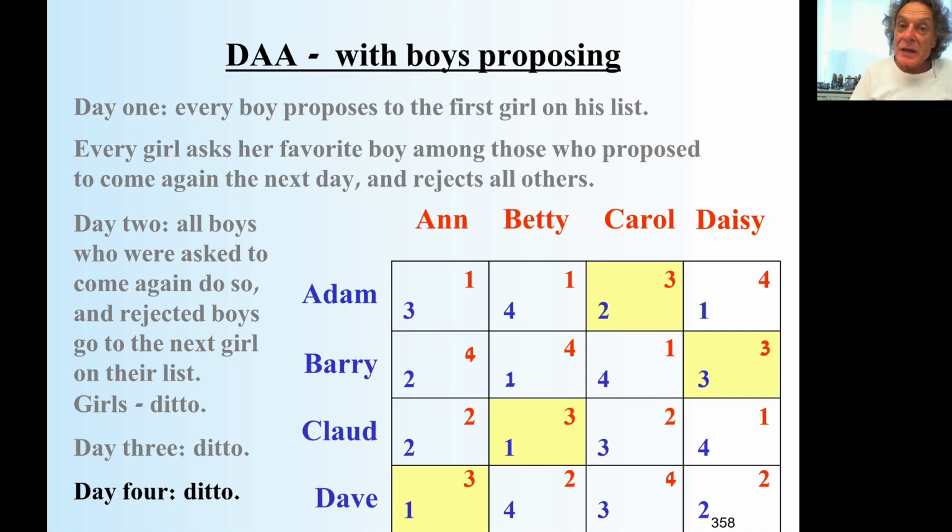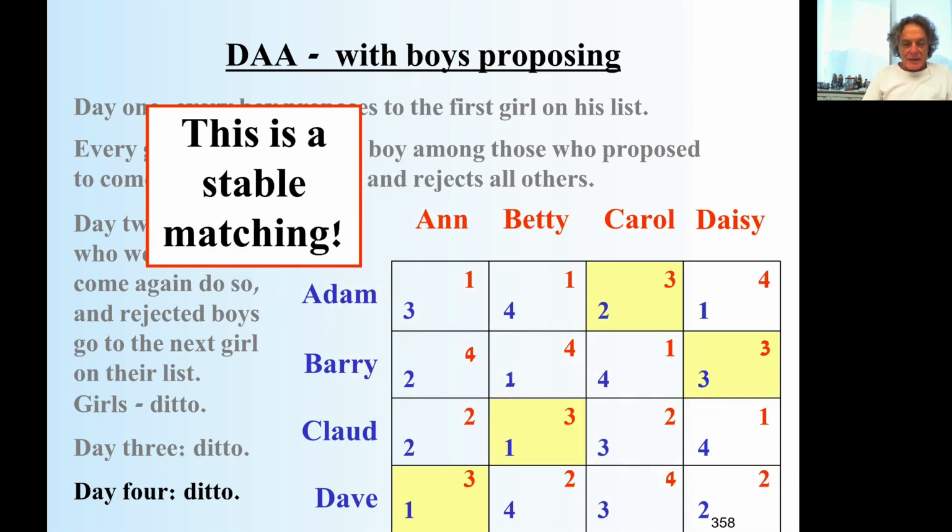Good, but now we can also ask what happens if girls are proposing to boys. That may end up with another stable match. This is a stable matching.